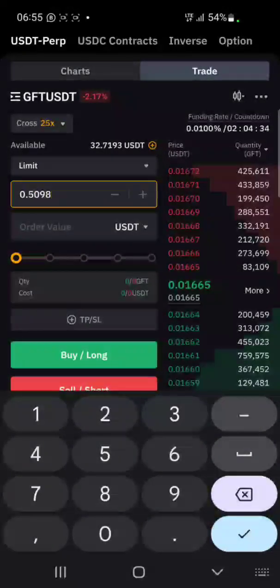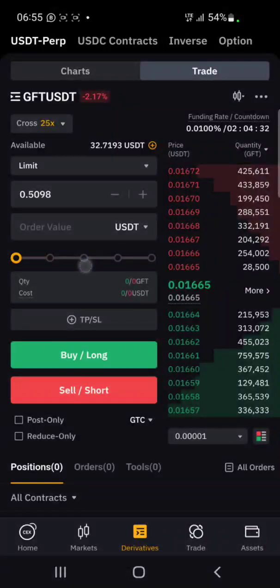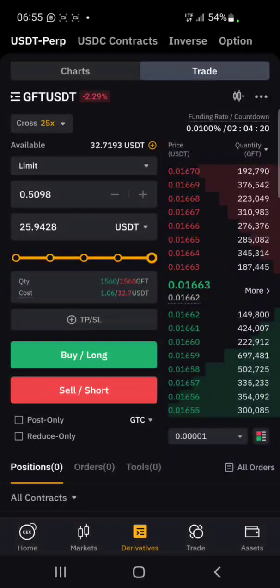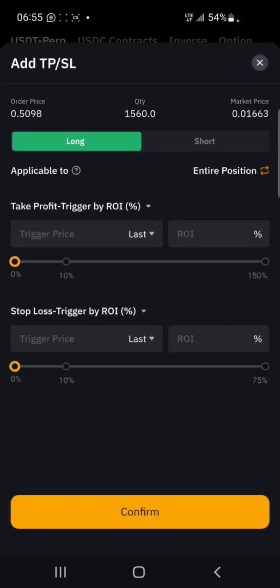Then let's say we are using 50% of our capital. You are using 50% of $32. If you do your maths, that is $16. If you are using all, you draw it to the end, that is to the 100%. Not this 50%, 75%, 100%. Now the next thing you want to do is click on the take profit stop loss.